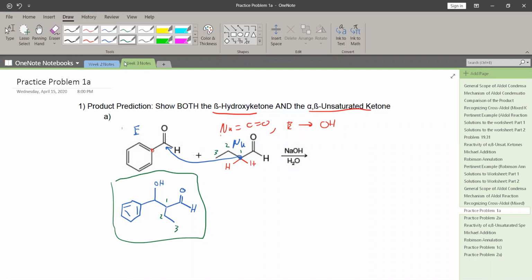But now it's also asking us for our alpha beta unsaturated ketone. So how did we go about that? Well, looking back at what we've done in the previous reactions, in order to make that alpha beta unsaturated ketone, we cut off the OH, and we make a new double bond between carbon 1 right here and this second one. And that's because we have to do this base catalyzed reaction.